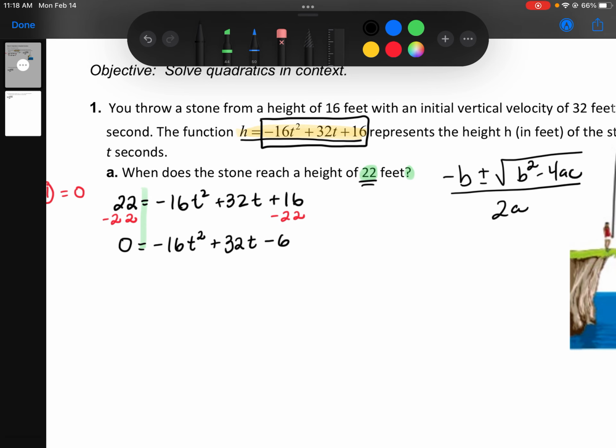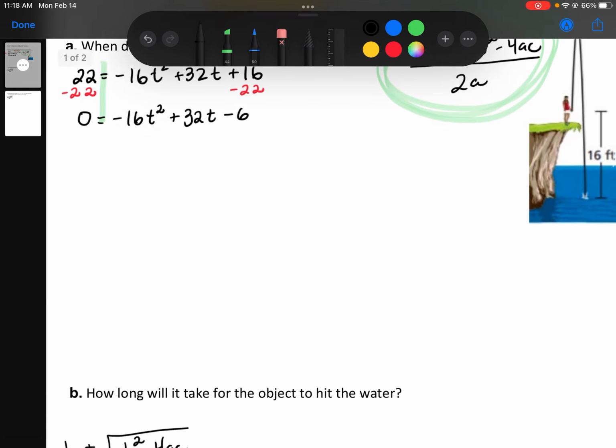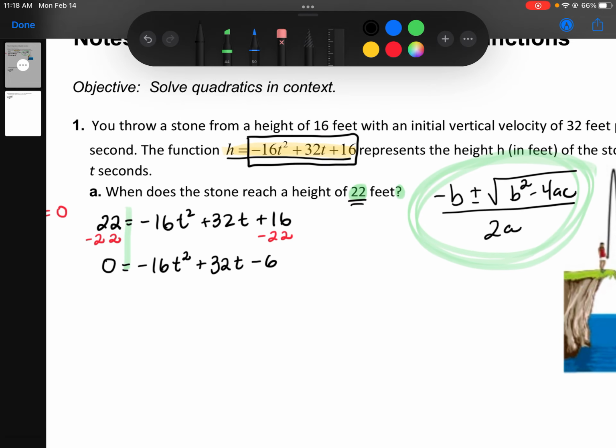Now we're going to go ahead and use our quadratic formula, which we have been working with this whole unit. So I'm going to identify A as negative 16, B is 32, and C is negative 6. And we're going to put values into this equation. So we start with negative B. So we'll do negative 32.